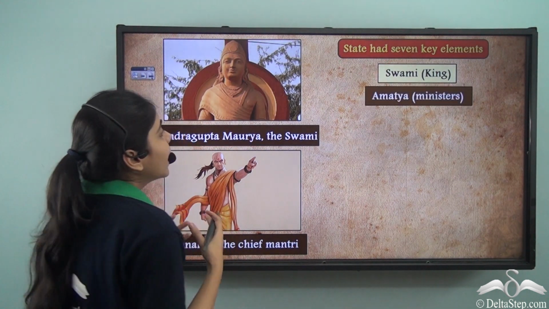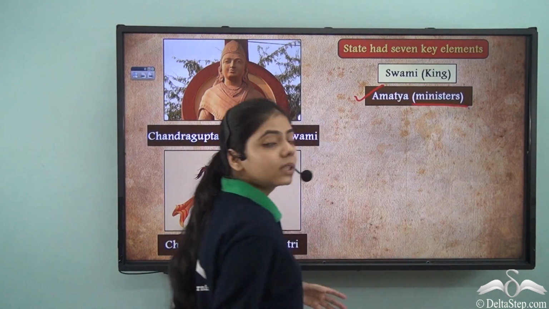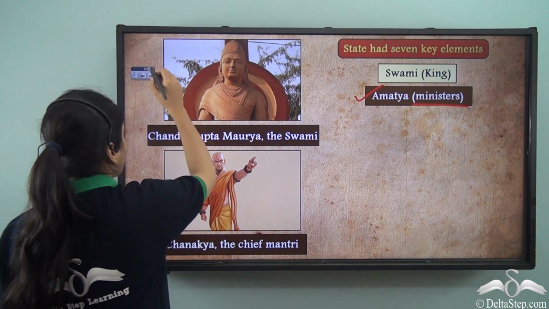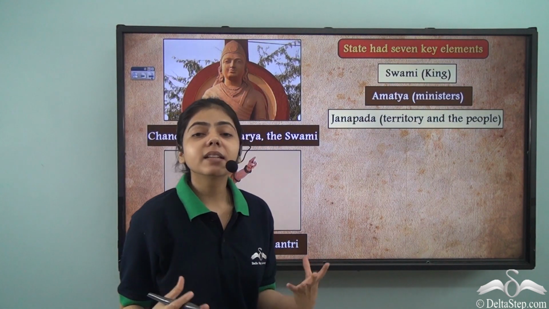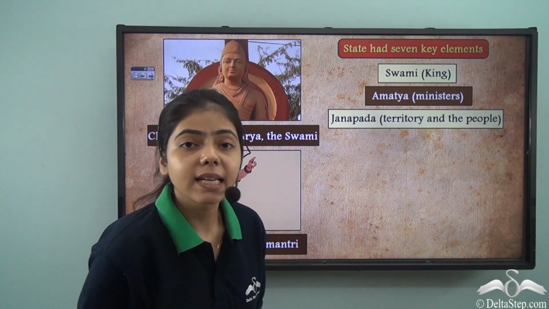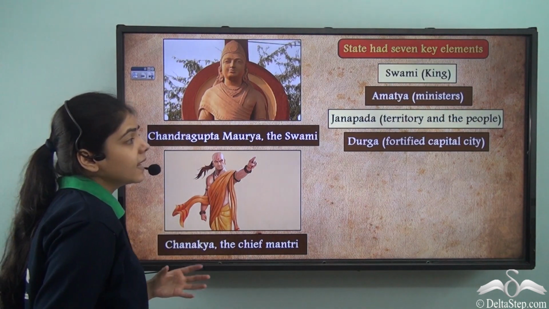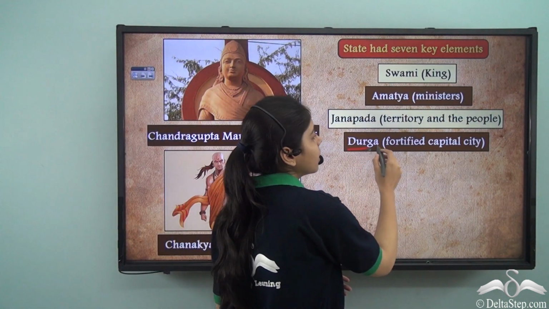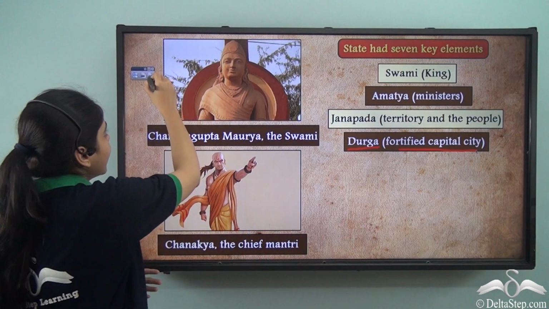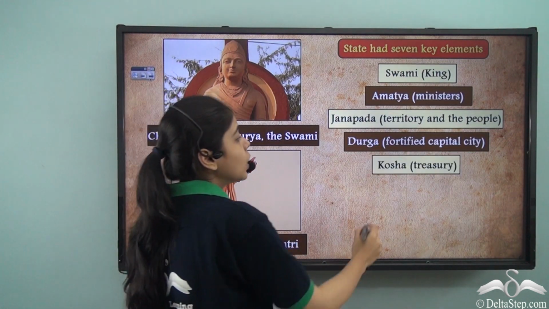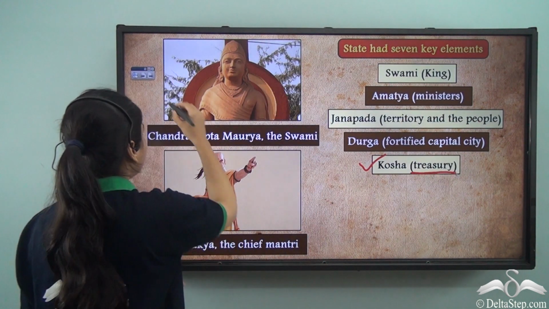Now we have the next key element, that is Amatya, or the ministers. The next element that we have is the Janapada, or the territory, and the people that were residing in that territory. The next that comes is the Durga, or the fortified capital city. The next key element that we have is Kosha, or the treasury of the empire.